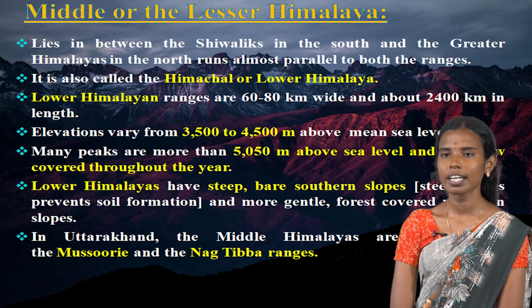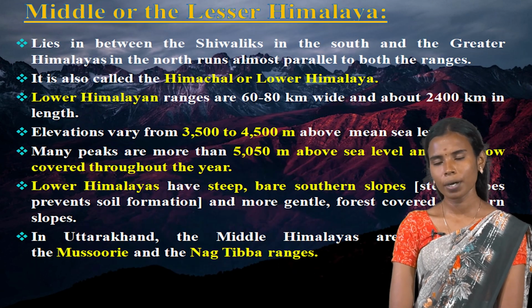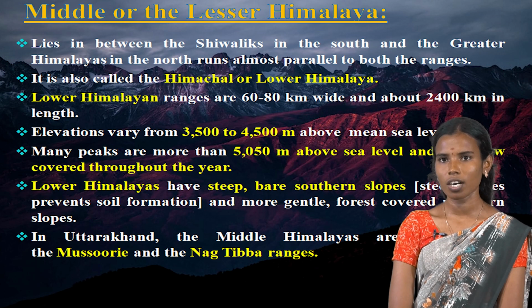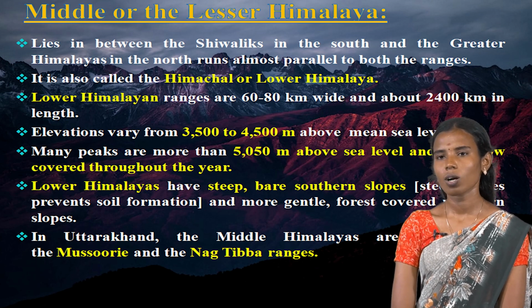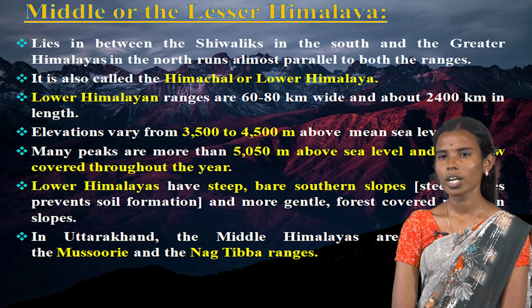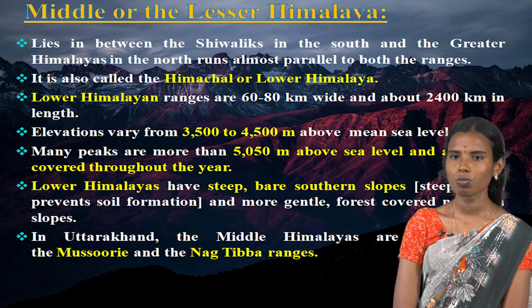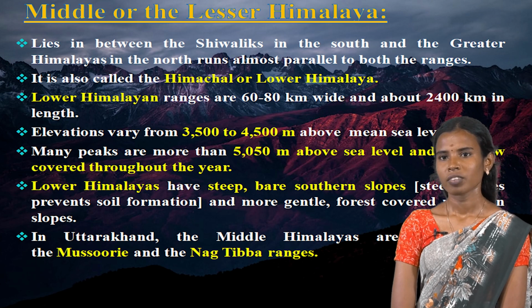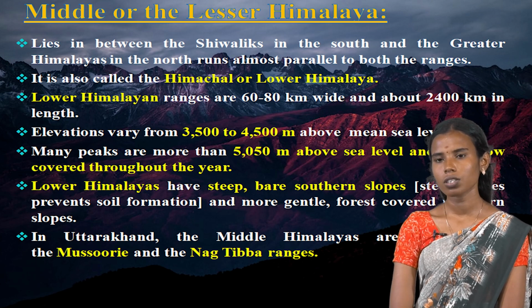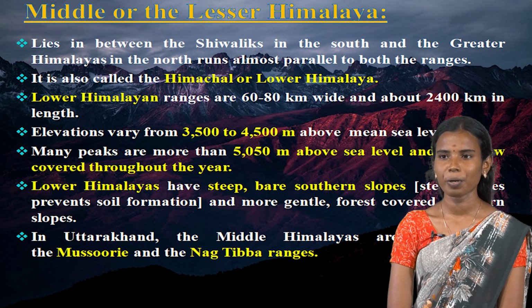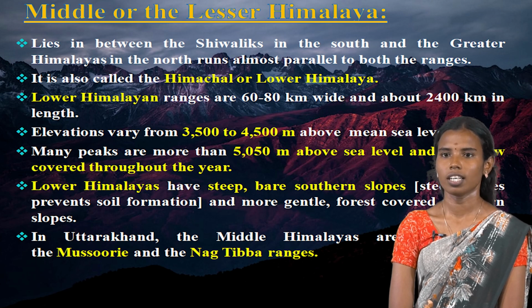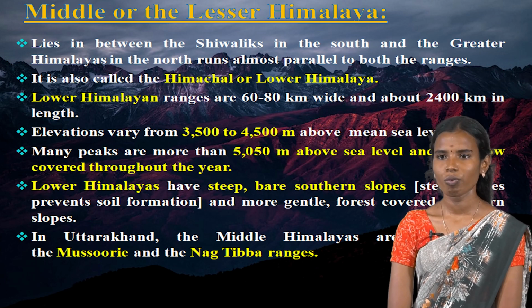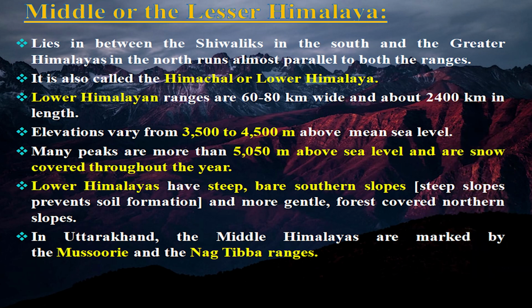Then the Middle or Lesser Himalayas. The Middle Himalayas lie in between the Shivalik and the Great Himalayas. It is also called Himachal. Lower Himalayan ranges are 60 to 80 km in width and 2400 km in length. Its elevation varies from 3500 to 4500 meters above mean sea level. Many peaks are more than 5000 meters above sea level and are snow covered throughout the year.